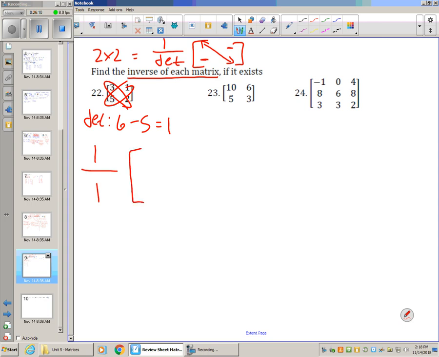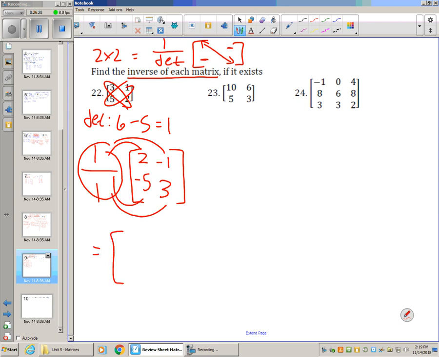We're going to switch the first diagonal. So 3 and 2 switch to 2 and 3. And we're going to switch the signs of the second diagonal. So negative 5 and negative 1. Now, since the determinant is just 1 over 1, if I were to distribute that value through, it doesn't change anything. So my final answer is 2, negative 1, negative 5, and 3.